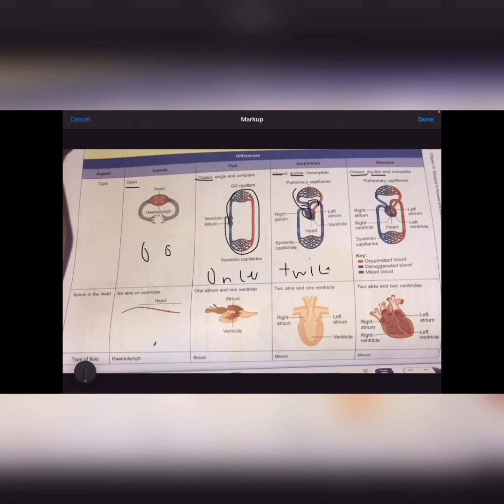For fish, there are two chambers, which are one atrium here and one ventricle. For amphibians, there are three, which are two atria here and one ventricle at the bottom. For humans, there are four heart cavities, which are the right atrium, left atrium, right ventricle, and left ventricle. As for the type of fluid, for insects, as I mentioned before, it is hemolymph, while for fish, amphibians, and humans it is blood.